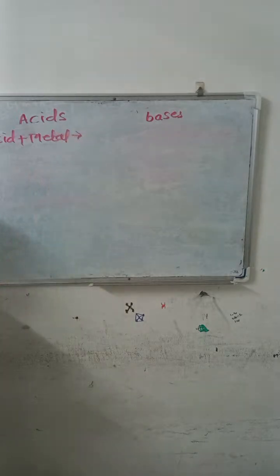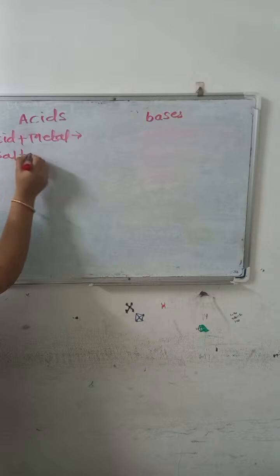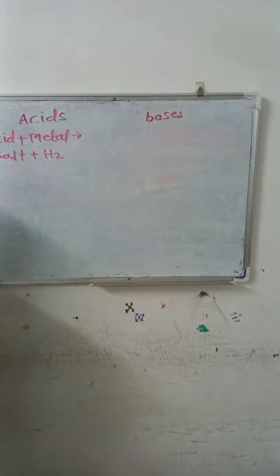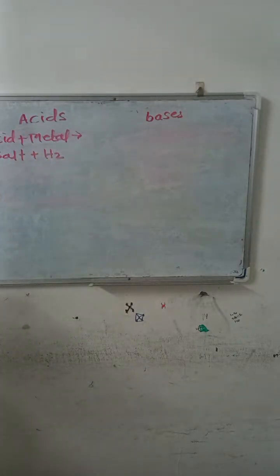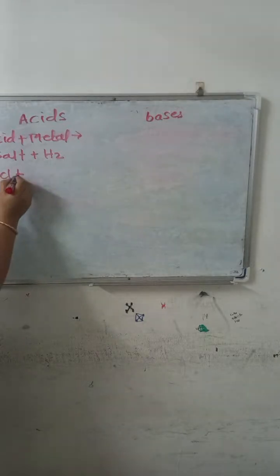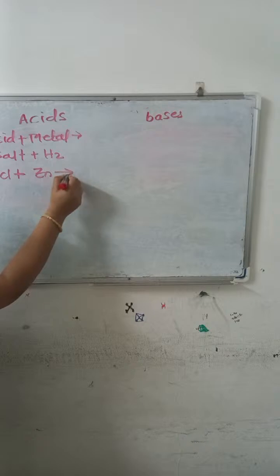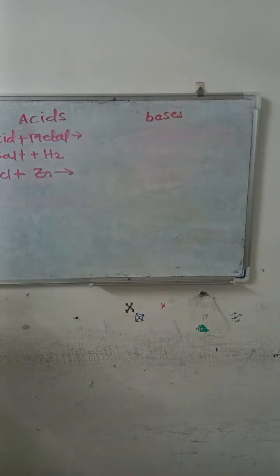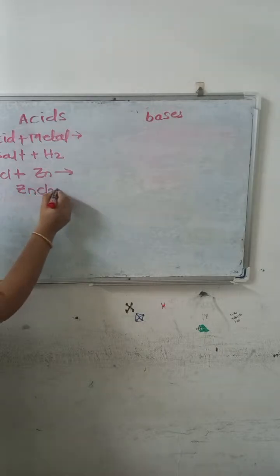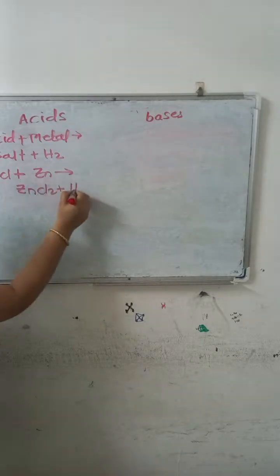Then what is the product they are giving? So they give salt plus hydrogen gas. Salt plus H2 gas. Very important. So if you take any acid, suppose I am taking hydrochloric acid and I took zinc, then it always gives ZnCl2, zinc chloride, plus we will get H2 gas.